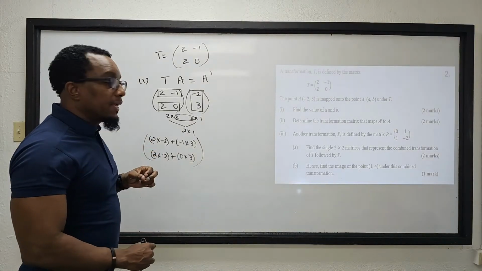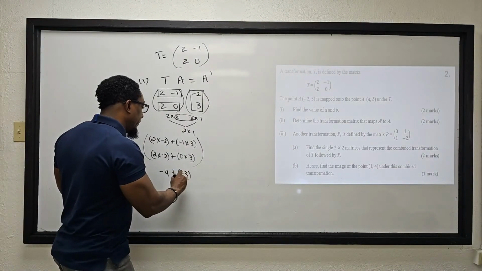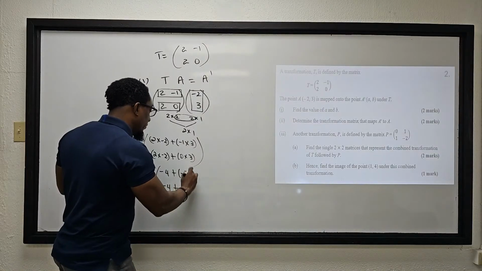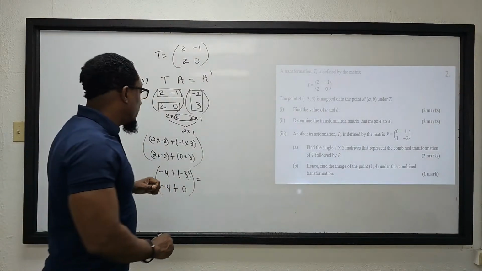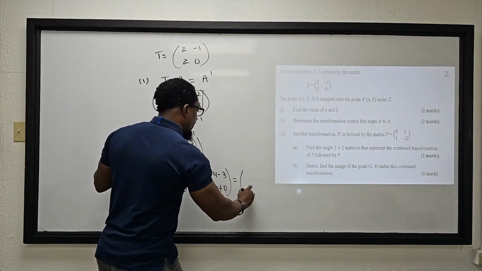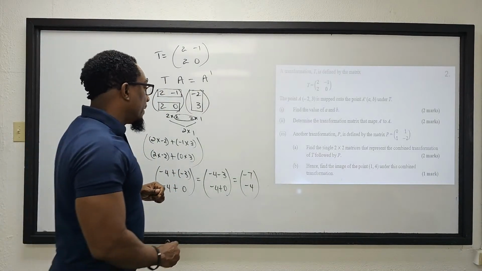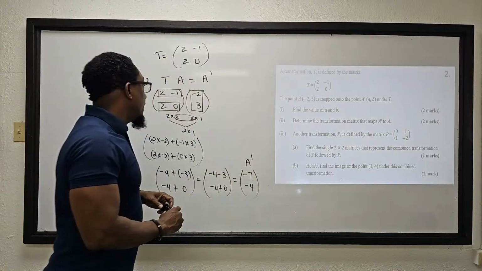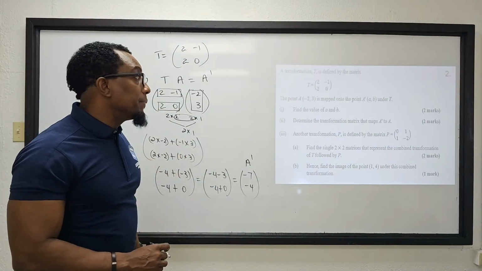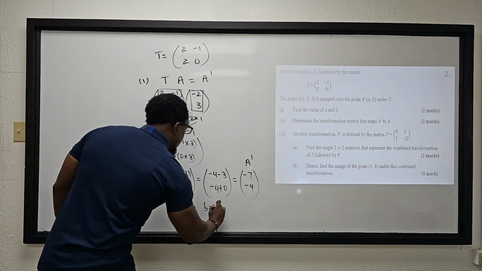This will give us 2 by negative 2 is negative 4 plus negative 1 by 3 is negative 3. 2 by negative 2 is negative 4. 0 by 3 is 0. So we're going to get negative 4 subtract 3, and this is negative 4 plus 0, which will give us negative 7, negative 4. So it means that A prime will be negative 7, negative 4. When I multiply T by A, the result is what I have here, which represents A prime. And we can state therefore A is negative 7 and B is negative 4.